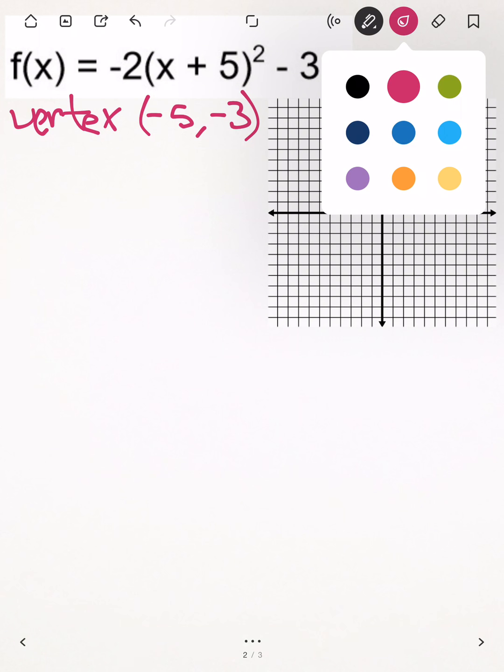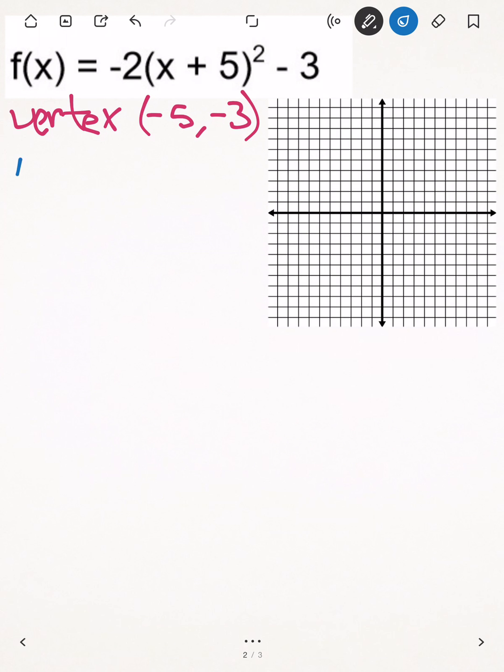Since I know my vertex, I know my axis of symmetry. My axis of symmetry is always the x value of the vertex. So I get x equals -5. I'm going to go ahead and graph that line. So it's going to be right here.